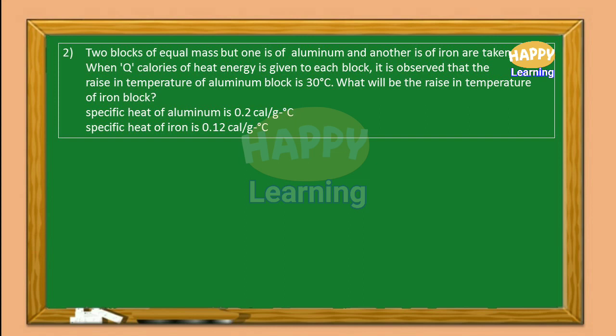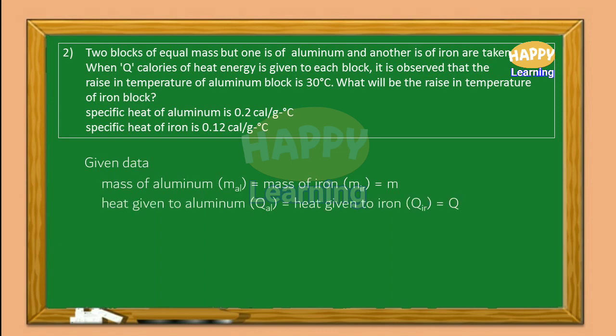So first of all, let us write the given data. Mass of aluminum M suffix Al. Al stands for aluminum. Mass of iron is represented by symbol M IR. IR stands for iron. So mass of aluminum is equal to mass of iron. Let each be equal to M. Similarly, heat given to aluminum is equal to heat given to iron. Let each be equal to Q.